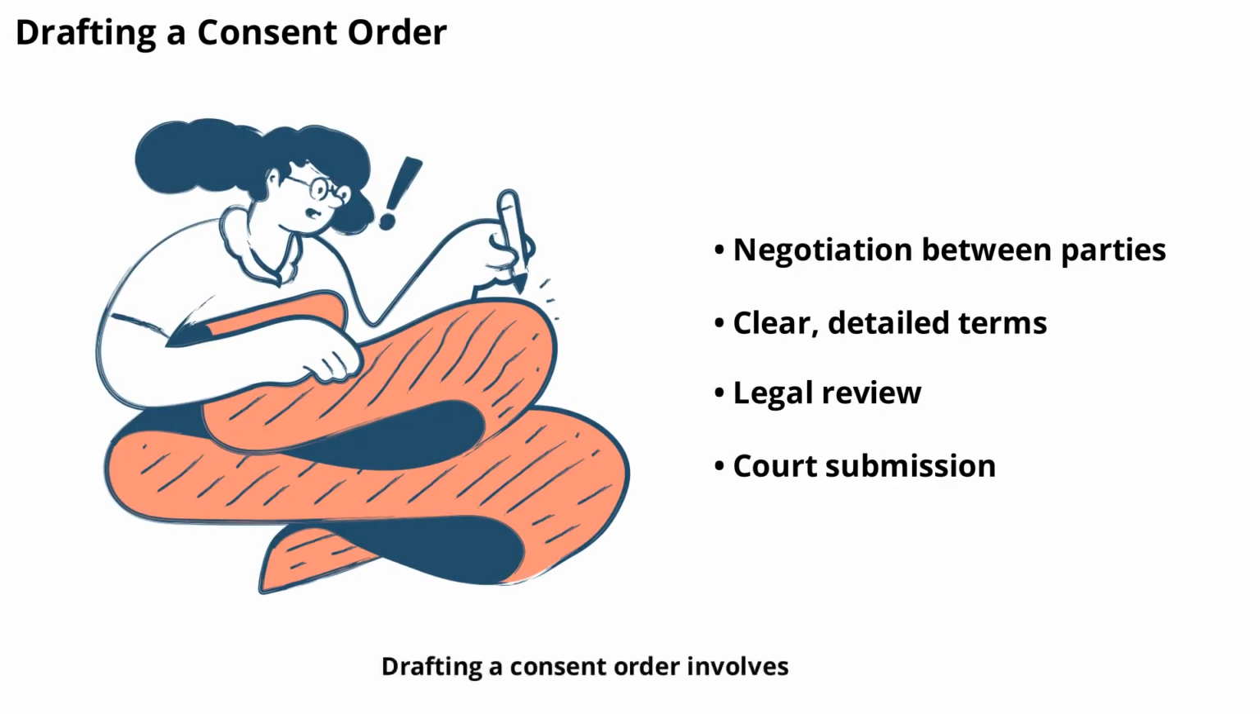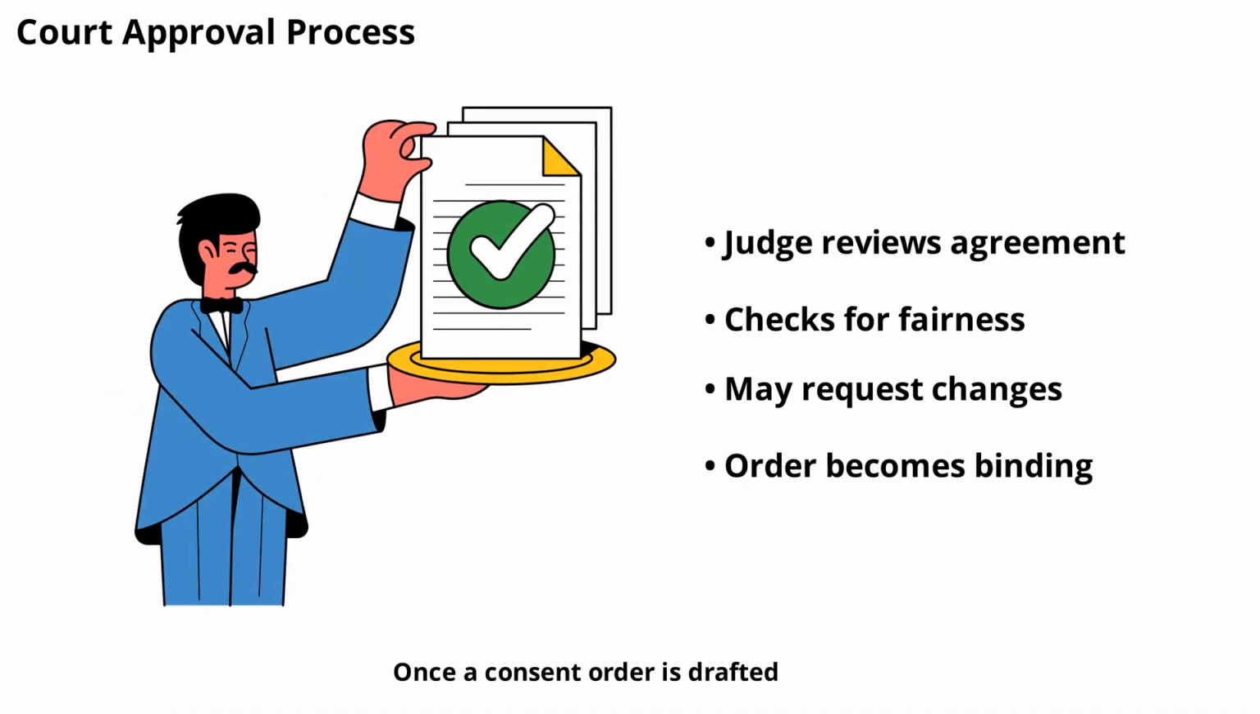Drafting a consent order involves careful negotiation and clear documentation. Both parties, often with the help of lawyers, outline the terms they've agreed upon. The draft must be detailed and unambiguous to prevent future misunderstandings. Once the draft is ready, it's submitted to the court for review. It's important to ensure that the terms are fair, lawful, and practical, as the court will scrutinize the agreement before approval. Once a consent order is drafted, it must be submitted to the court for approval.